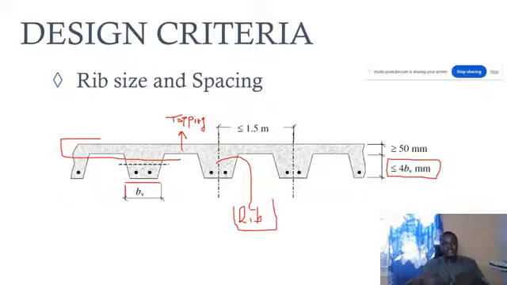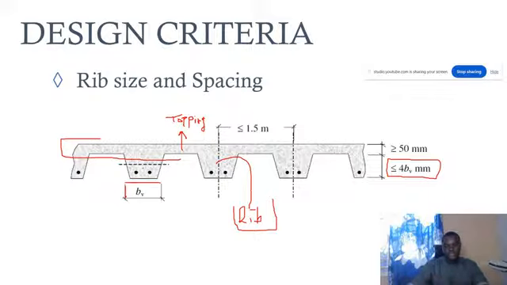But if it's like a rectangular rib beam, like some of the pictures that I've shown, it's just going to be the width of that beam. So it should not be more than 4 times the width. So let's say the width of your beam is 100 mm. The maximum depth you can go for that slab without topping is 400 mm. So that's just the application.